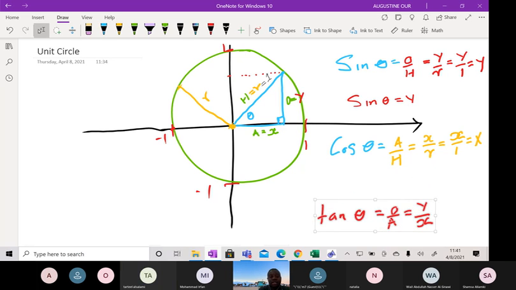And again, you can see that cos theta is equal to x inside a unit circle.